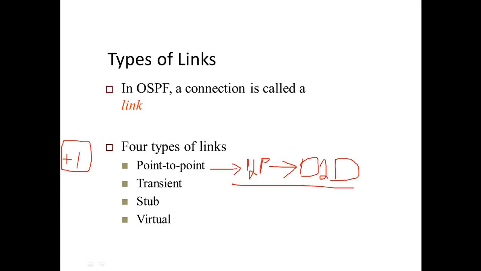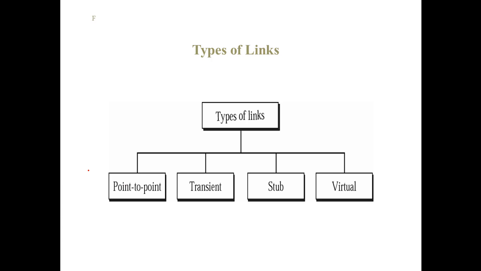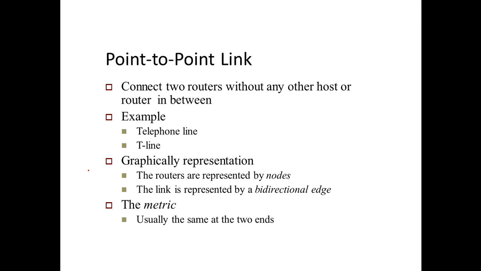The other link is the transient link, the third link is the stub, and the fourth one is mostly used by different devices. We will discuss that one by one now. That is virtual. So you can see there are four types of link: point to point, transient, stub, and virtual. The point to point is a link which directly connects two devices, two routers, without any host or any router in between.